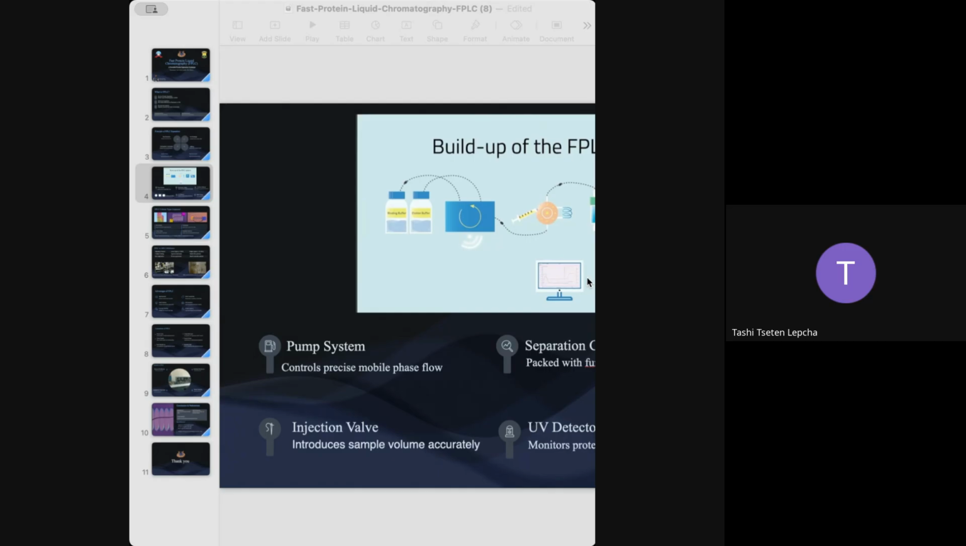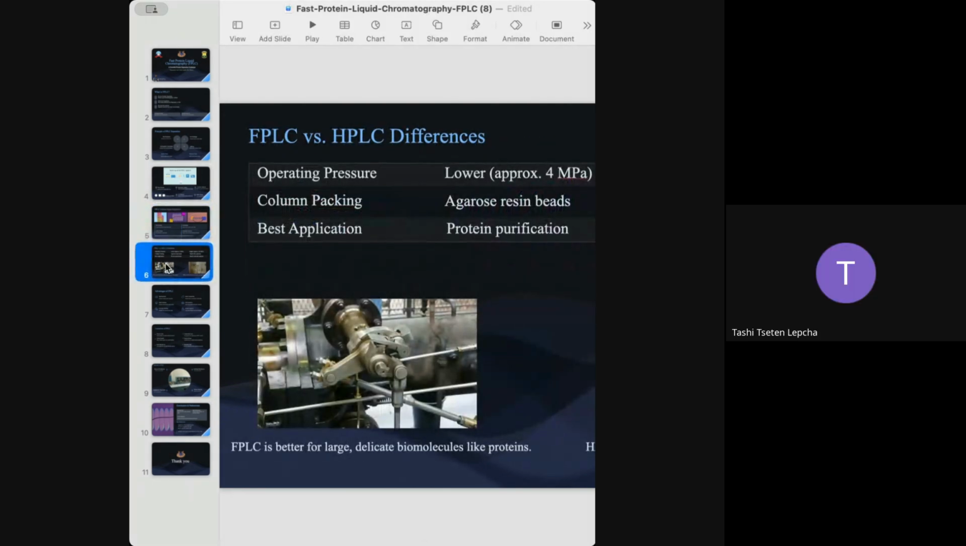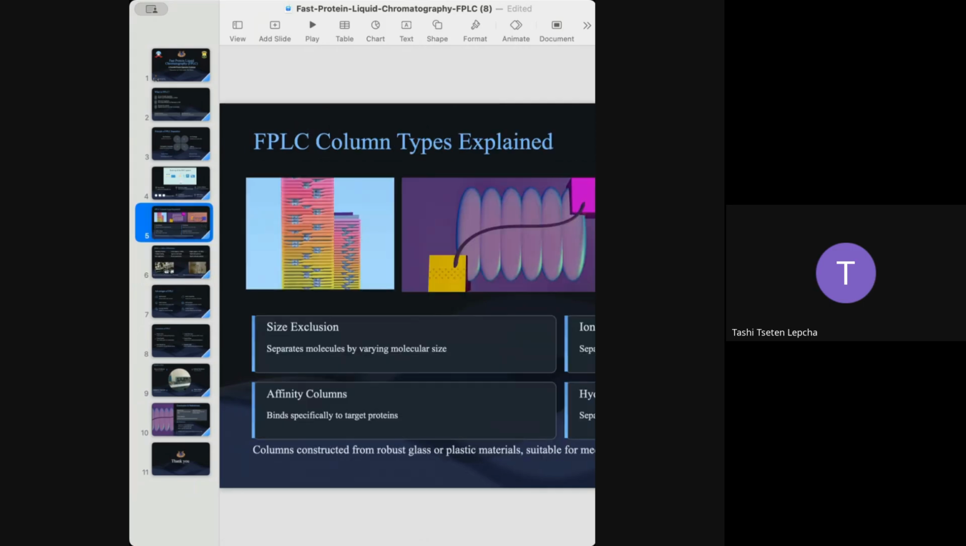Okay, the slide change. Hello. No, not yet. Oh, what is happening? Okay. So yes, it is.